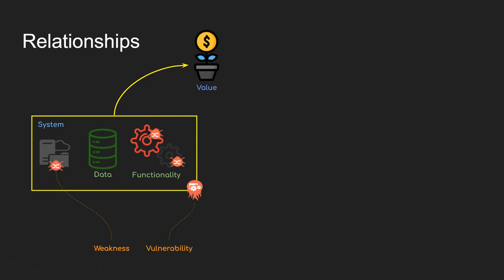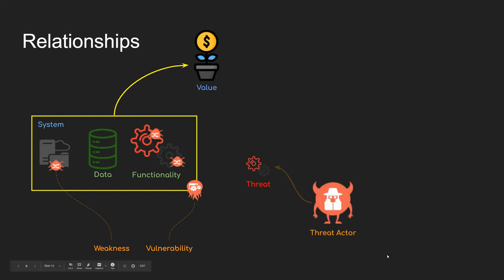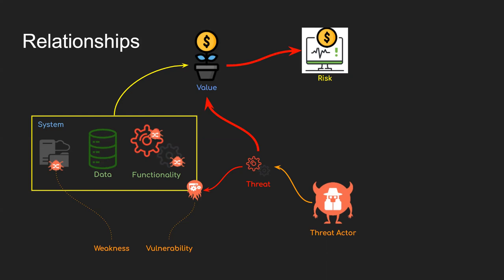And so these vulnerabilities are things that are going to help somebody execute a threat. So a threat is something that is used by a threat actor to exploit a vulnerability to impact the system, thereby impacting its value. And it's that combination of things that generate risk.